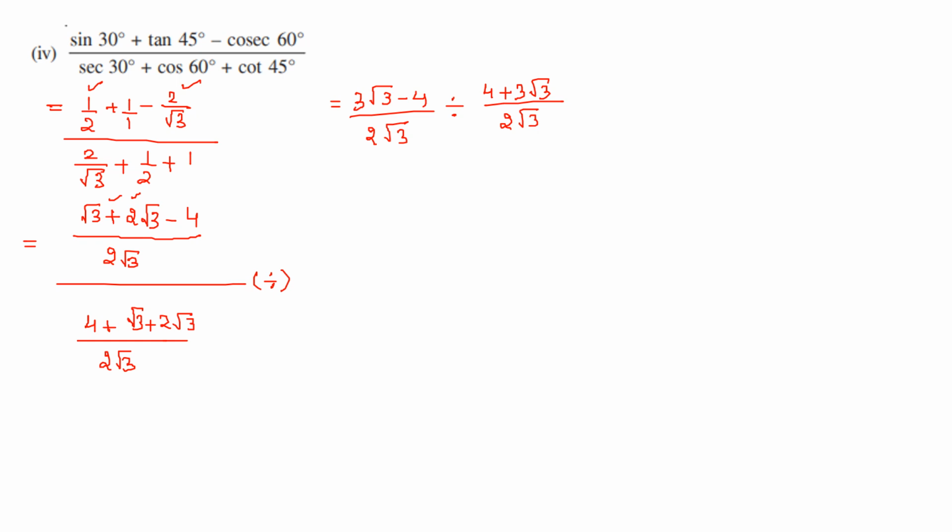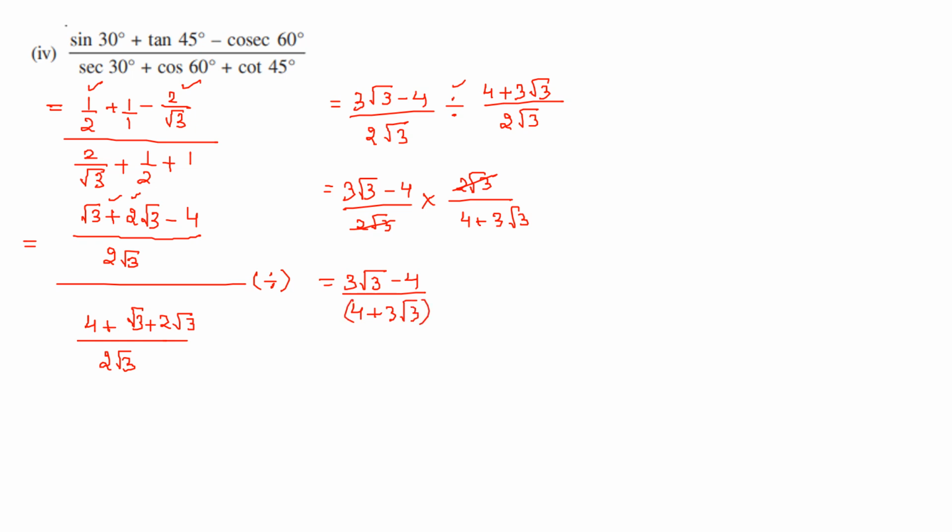Next step, I am going to change this division to multiplication. So it will be 3 root 3 minus 4 by 2 root 3 into, it will become reciprocal. So 2 root 3 by 4 plus 3 root 3. So 2 root 3, 2 root 3 cancel. So it will be 3 root 3 minus 4 by 4 plus 3 root 3.